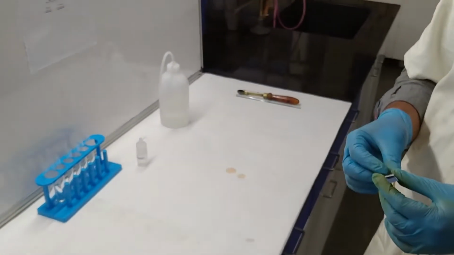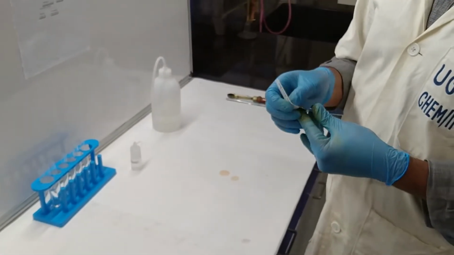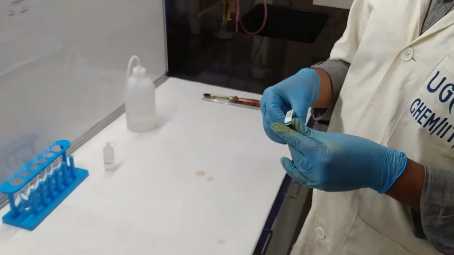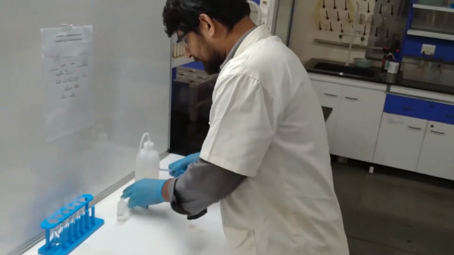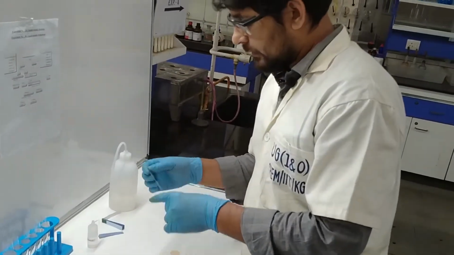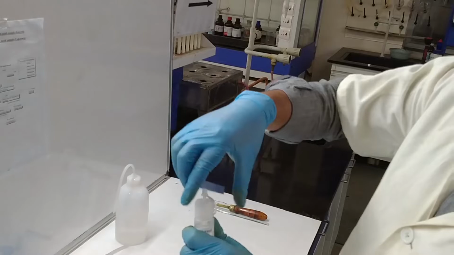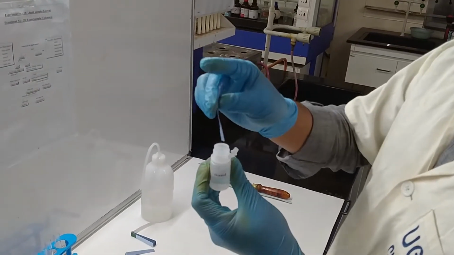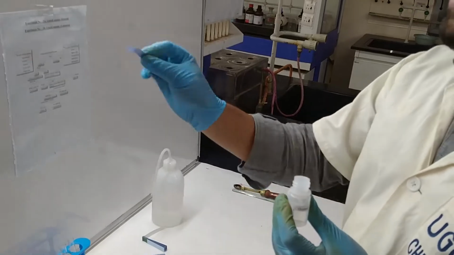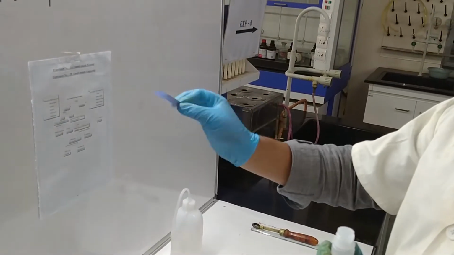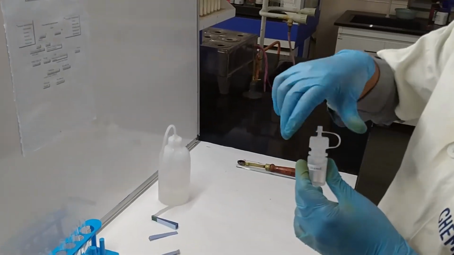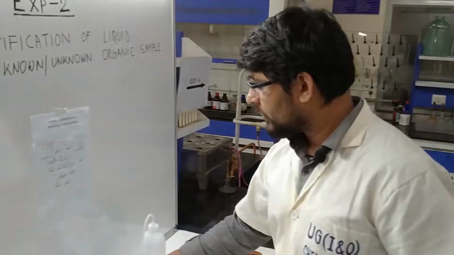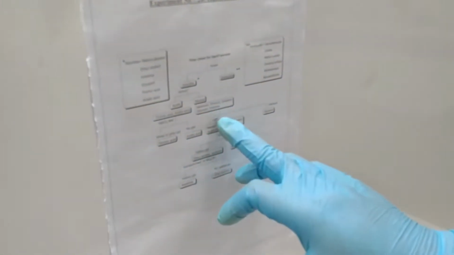So for litmus test, what we have to do? We have to take a litmus paper, blue litmus paper, and this we can directly put inside the sample container. So no changes. Okay, that means what? You can say this is a neutral solution. So neutral means what? We have to follow this path, and coming test is what?